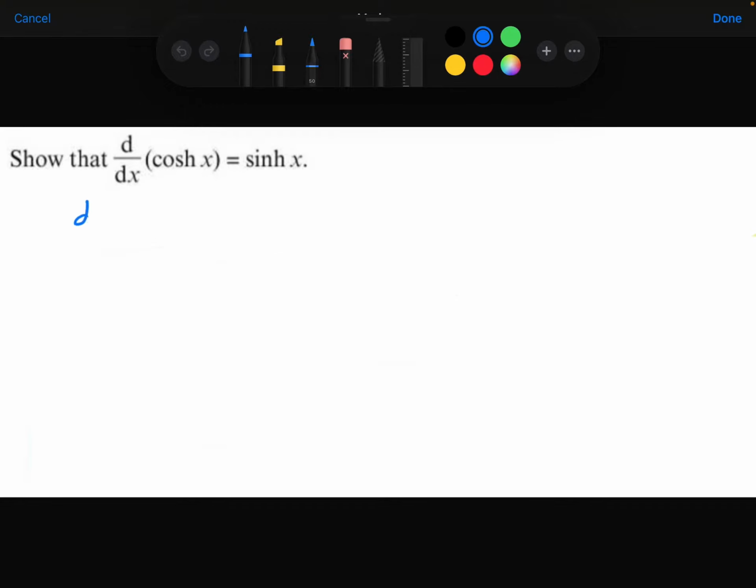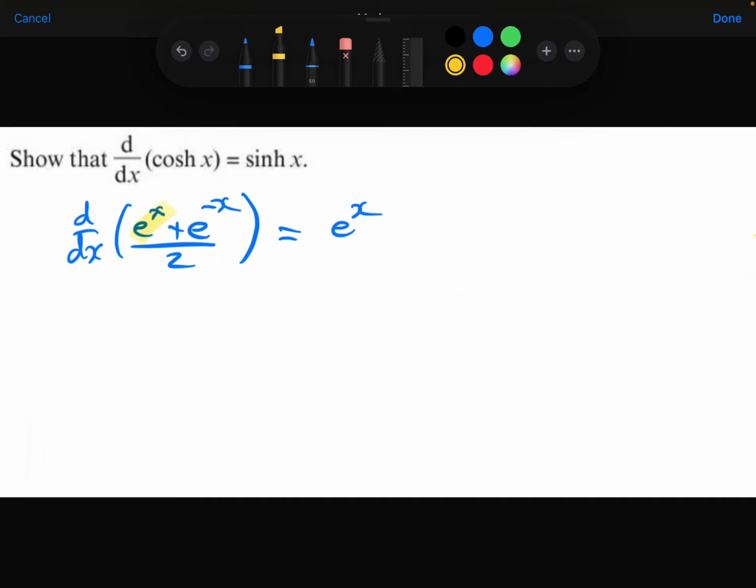So we know that cosh is the same thing as e to the power x plus e to the power minus x all over 2. So differentiating this, first of all differentiating the exponential e to the power x, I would get e to the power x. Then differentiating the e to the power minus x, well, the e to the power minus x differentiates to e to the power minus x times minus 1 because of the minus there. So minus e to the minus x. All of that is over 2.